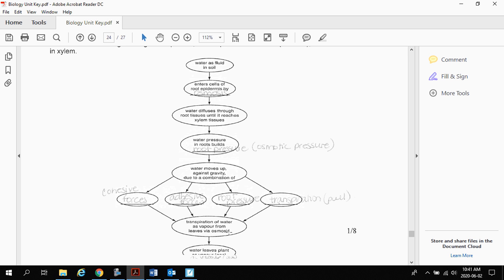It says transpiration of water as vapor from the leaves via osmosis. That's this part. From there, water moves up to the leaves, and this is again what's happening with water. We have transpiration occurring and water leaves the plant as a vapor or gas. That's what it says: water leaves the plant as vapor or gas. It's cut off on mine as well.